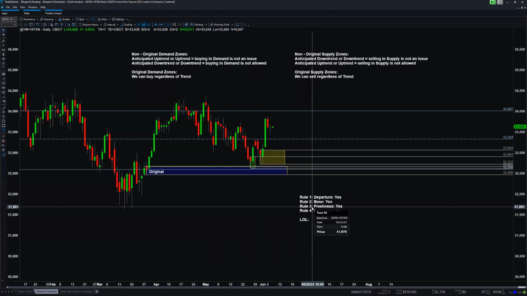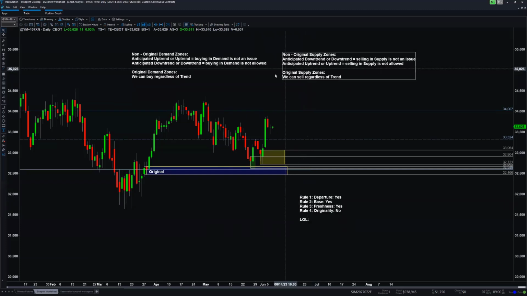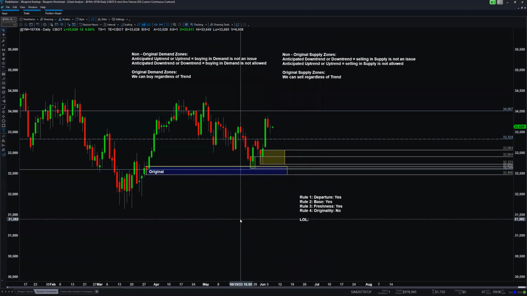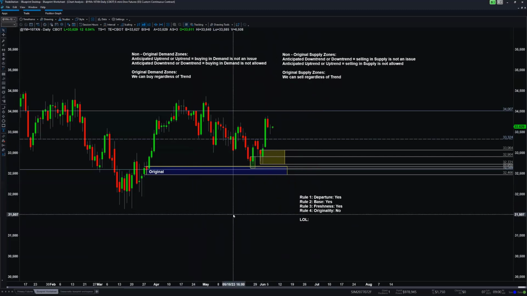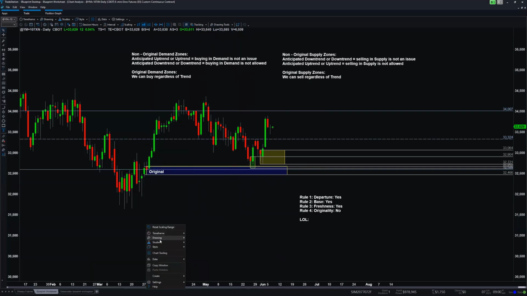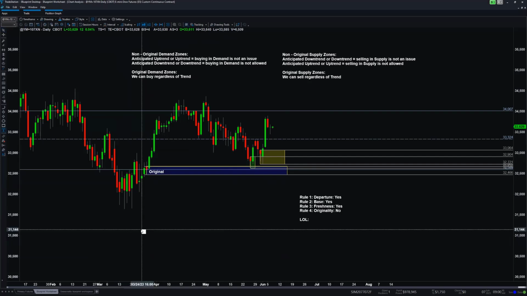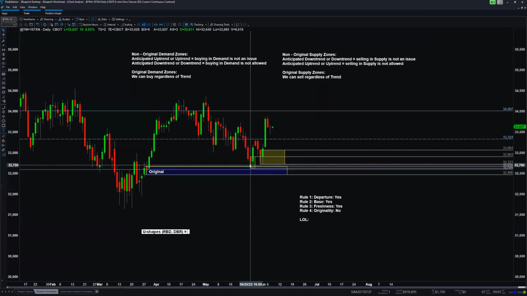Now, I can also give you a very easy rule, so take a screenshot of that. We can also put some very easy rules around what is original and what is non-original in terms of the formations that we find. Okay, so our U-shapes, so our rally base drops and our drop base rallies. So this is a drop base rally. This could be a drop base rally. This is a rally base drop.